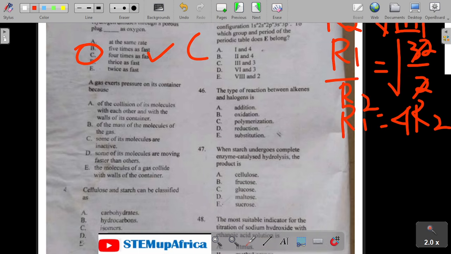Okay? Look at the next. A gas exerts pressure in a container because of the molecules of the gas moving faster and colliding with the wall of the container, which is E. This is under the kinetic theory of gases.